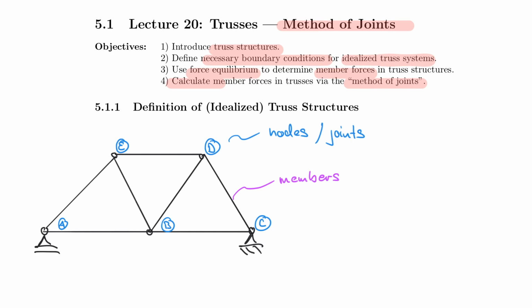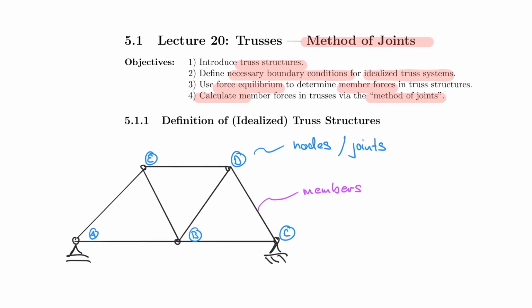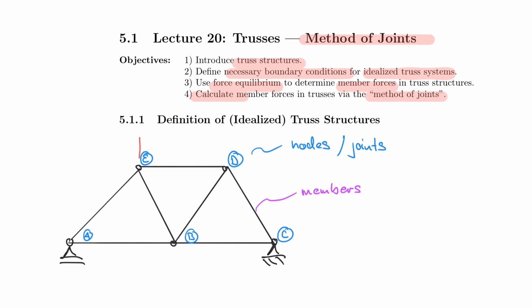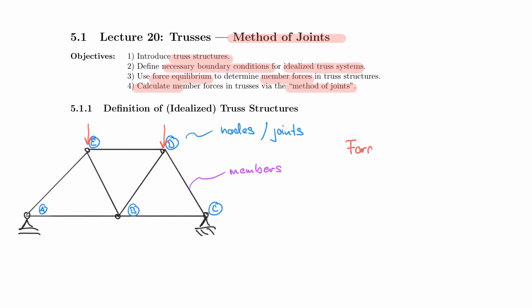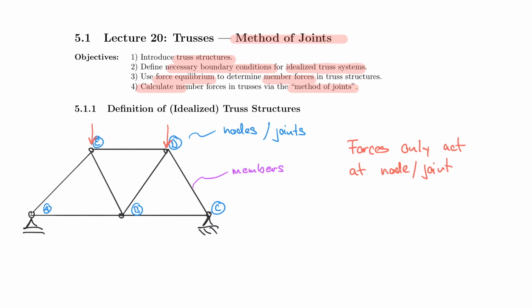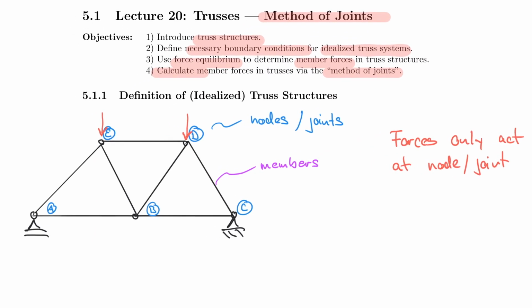And then we also have forces that apply to the system. But I need to be very specific about this. What you will see in this class is different than what you see in real life. So you will only see forces actually acting at the nodes. So in this class, forces only act at a node or joint. And in a second, that will become clear why that is important for us. It's actually one of the boundary conditions we need to understand for analyzing structures in this class.